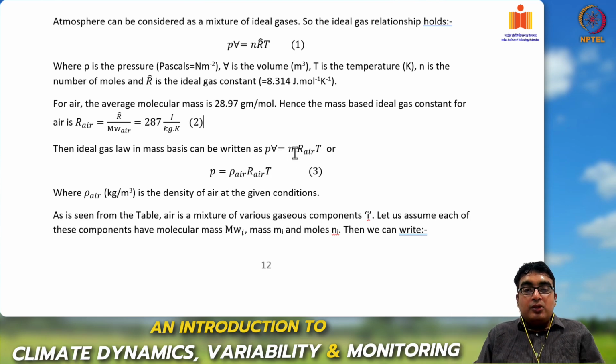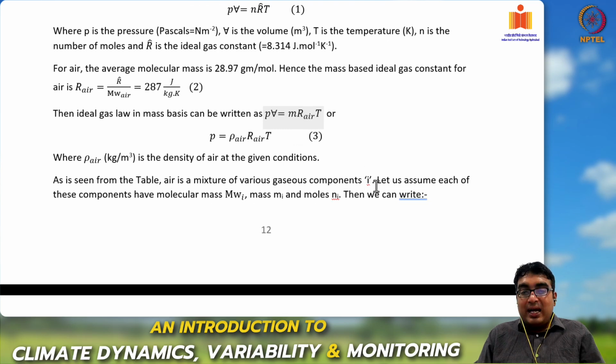So here we use a counter i, which is giving the component number in our air mixture. Air is a mixture of various gas components, and we are giving these gas components a counter i. Let us assume each of these components has a molecular mass MWi. For example, if nitrogen is given counter 1, then MW1 is the molecular mass of nitrogen, which is 28 grams per mole. If oxygen is gas number 2 in the mixture, then MW2 is the molecular mass of oxygen, which is 32 grams per mole, etc.